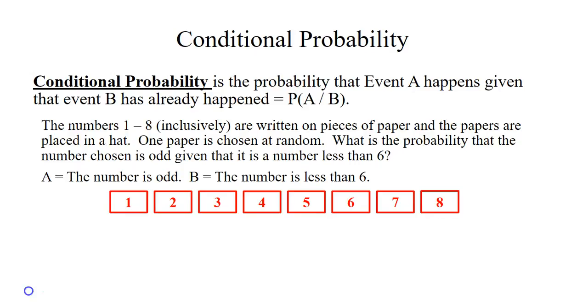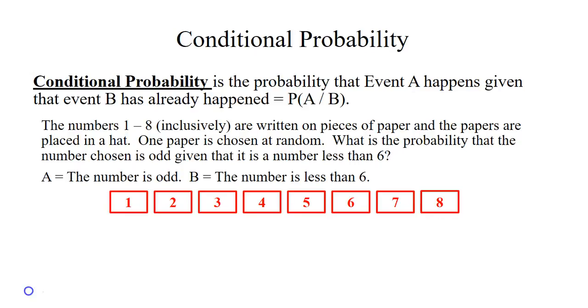We have the numbers 1 through 8 written on pieces of paper, and the papers are placed in a hat. One paper is chosen at random. What is the probability that the number chosen is odd given that it is a number less than 6? We're going to let A equal the number is odd and B the number is less than 6.